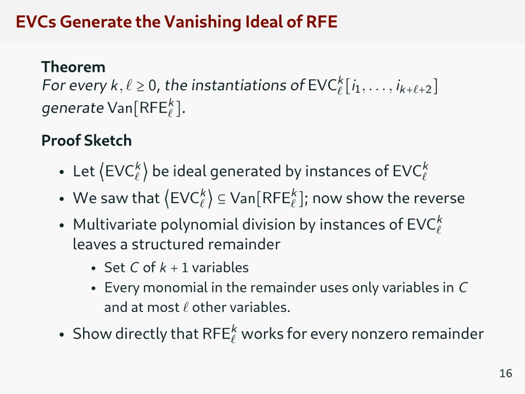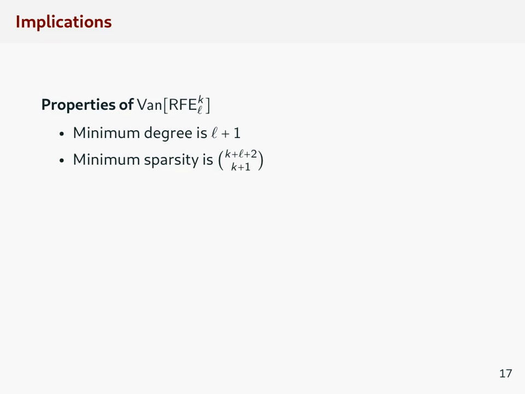Okay, so that's the generating set. We can derive some consequences of this. First of all, we can derive some basic properties of the vanishing ideal. The minimum degree of any non-zero polynomial is L plus 1. This is witnessed by EVC. The minimum sparsity is (k plus L plus 2 choose k plus 1). This again is witnessed by EVC.